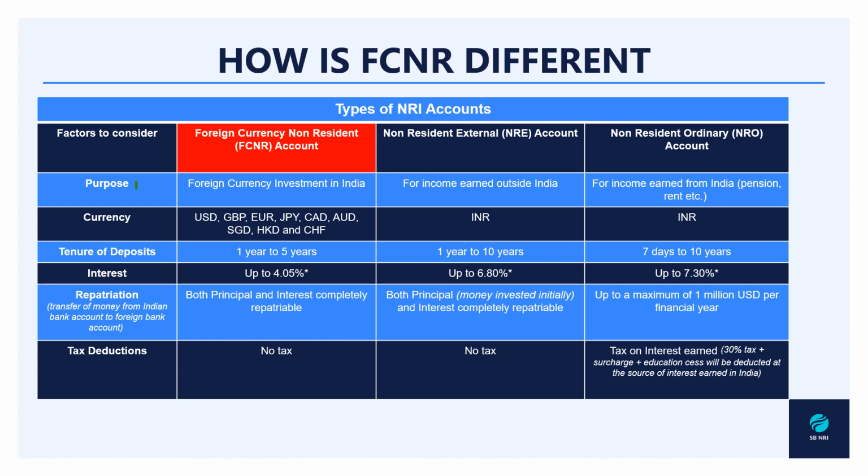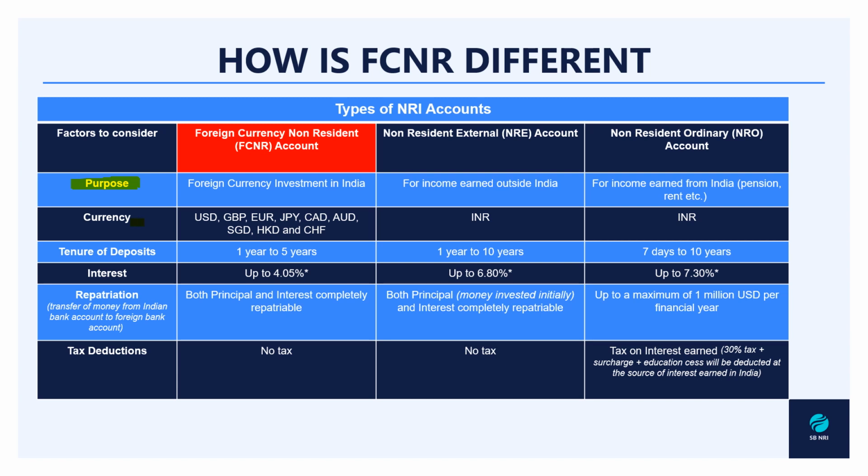To start with, the purpose of the FCNR account, as discussed, is for maintaining foreign currency investments in India, whereas the NRE and NRO accounts hold different purposes. The NRE account is used for parking your income that is earned outside India, whereas the NRO account is used for maintaining the income that is generated in India, and that income can be in the form of rent from the property that you're holding in India, or maybe your pension, anything like that. So this is the basic difference between these three accounts in terms of their purpose.